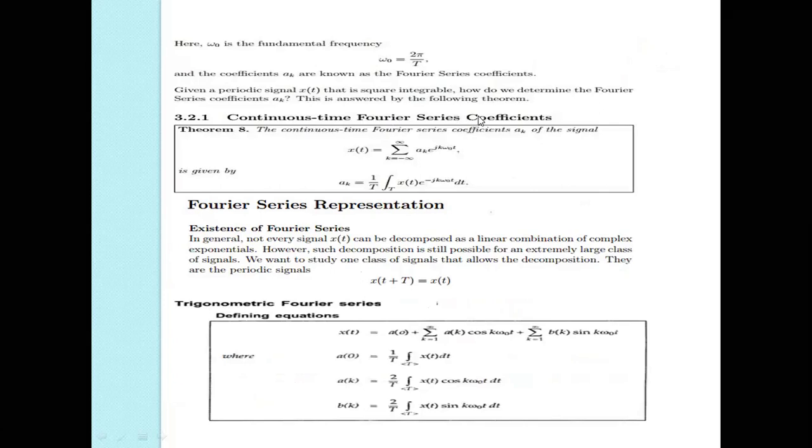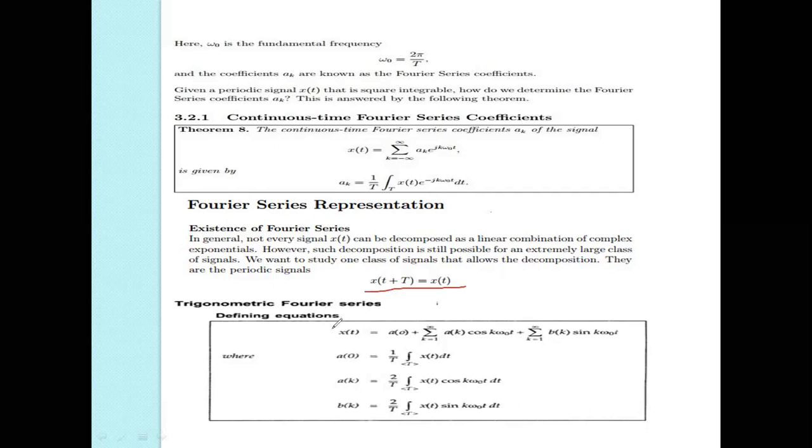And see the continuous-time Fourier series coefficients we have here. The x of t signal is the sum over k equal to minus infinity to infinity of a of k e power j k omega naught t, where omega naught is 2 pi by T, the angular frequency, and the coefficient is given by a k is equal to 1 by T times the integral over T of x of t e power minus j k omega naught t dt. It is only for periodic signals. The periodic signal condition is x of t is equal to x of t plus capital T.